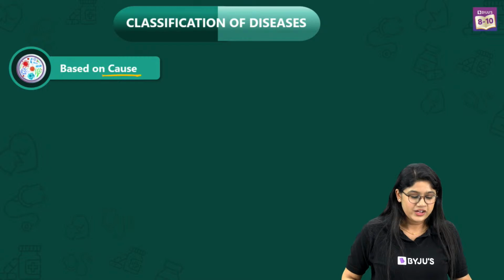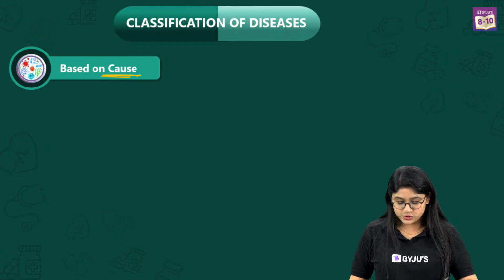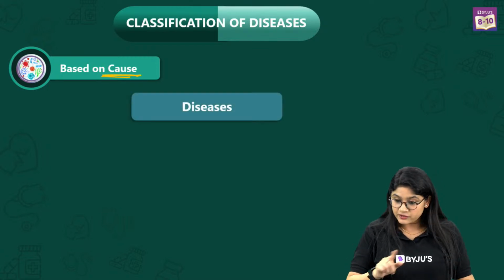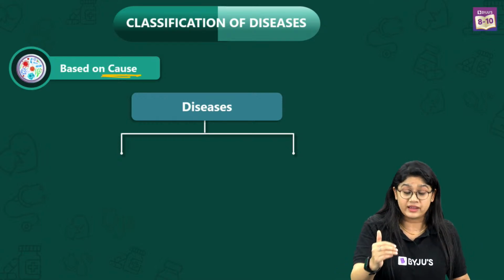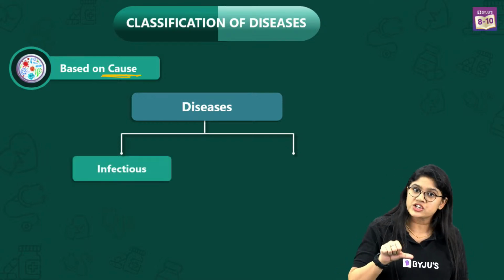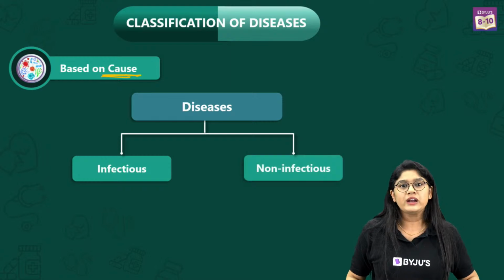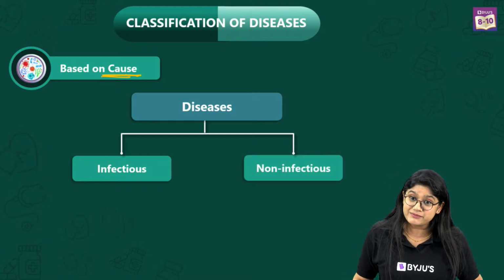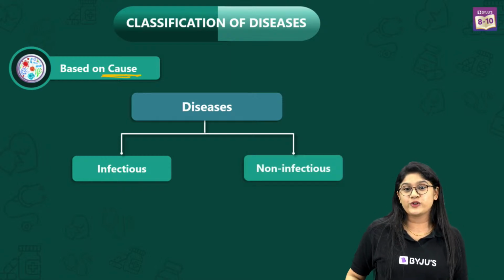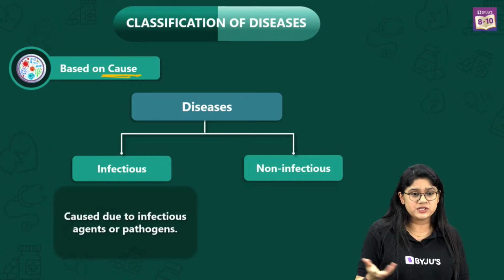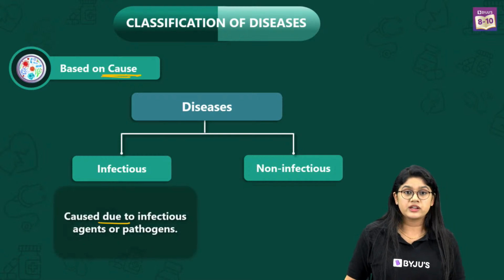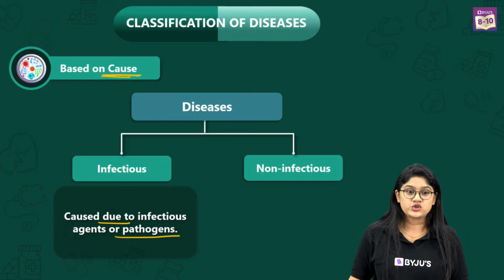So now, based on the causes also, we can classify diseases further into infectious disease and non-infectious disease. This is really important and I want all of your attention over here. When we talk about infection, what happens? We know that it will be caused due to an infectious agent or a pathogen.